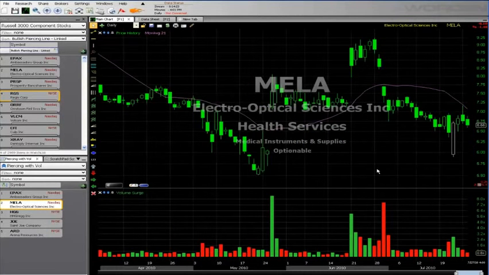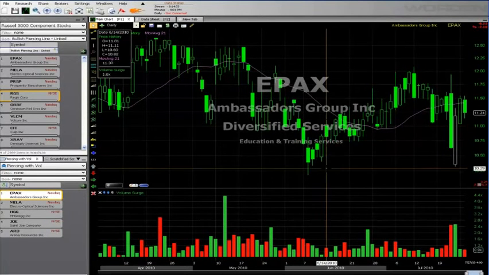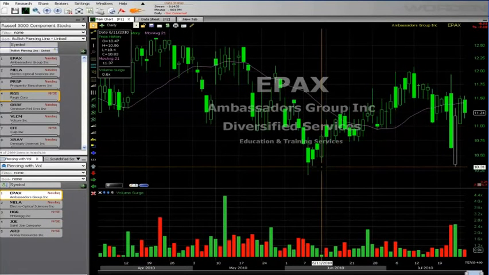Sorry, but before you jump to the next one, I just wanted to say, the other thing about EPAX is that that gap on the open is right around a previous support zone, or what's becoming a support zone as well. So yeah, so that's even more.